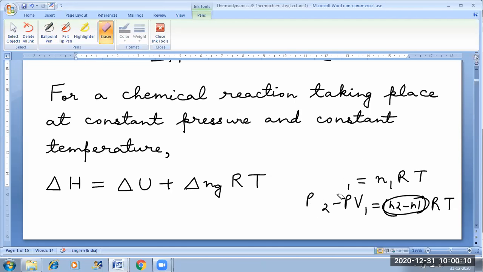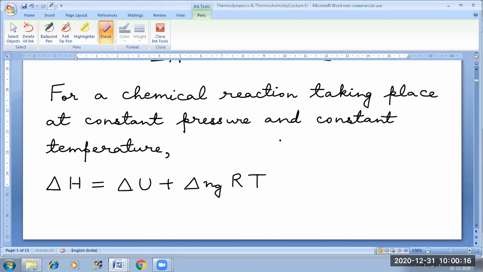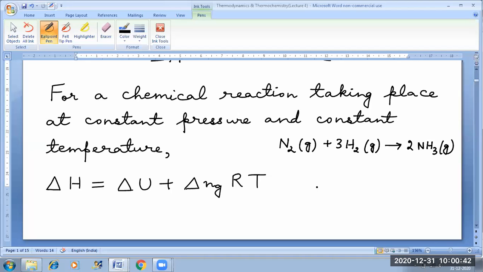If I want to ask you, what is the value of delta Ng for this reaction? Tell me the value of delta Ng now. What is the value of delta Ng for this reaction? 2. What is delta Ng?